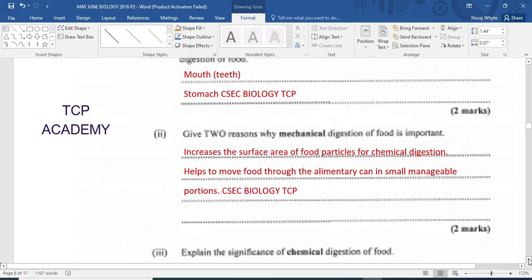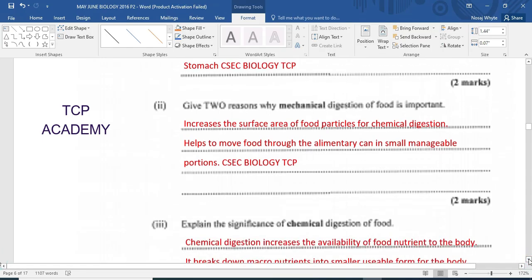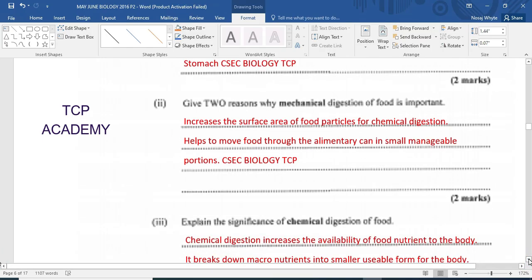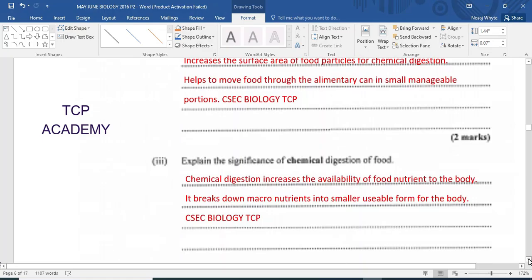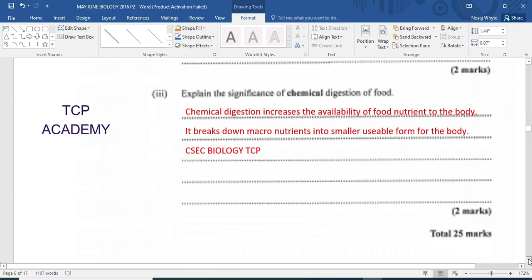The other thing that we're supposed to do, we're supposed to explain the significance of chemical digestion of food. So one would appreciate that in the mouth, as mechanical digestion takes place, chemical digestion is also taking place, where salivary amylase is acting on starch. And of course, we understand here that it is breaking down that mechanically processed food to release the chemicals. So chemical digestion increases the availability of food nutrients to the body. It breaks down macronutrients into smaller usable forms for the body. We have to have an appreciation of that as to the importance of chemical digestion.